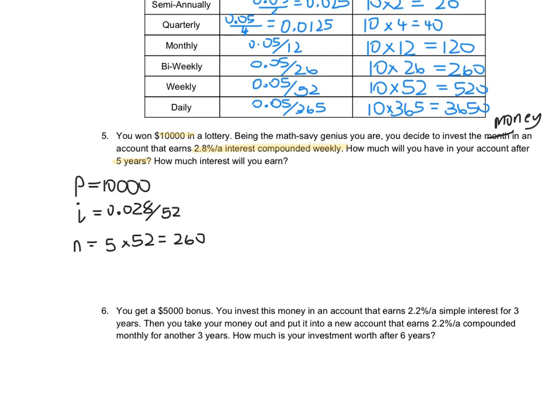So now my compound interest formula is P times (1 plus I) to the power of N. So let's go ahead and just plug all of our information in. So (1 plus 0.028 all over 52) to the power of 260. So you can do this all at once in your calculator. Just be careful with your brackets and that fraction. So why don't you pause the video, plug this into your calculator just to make sure you get the same value as I do.